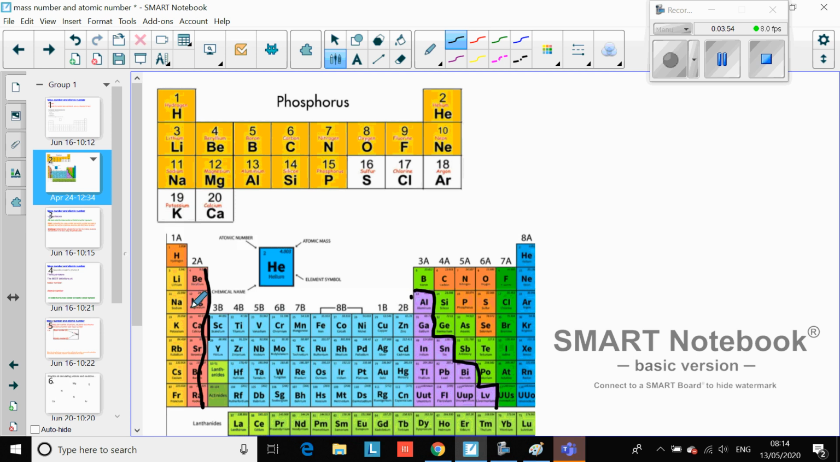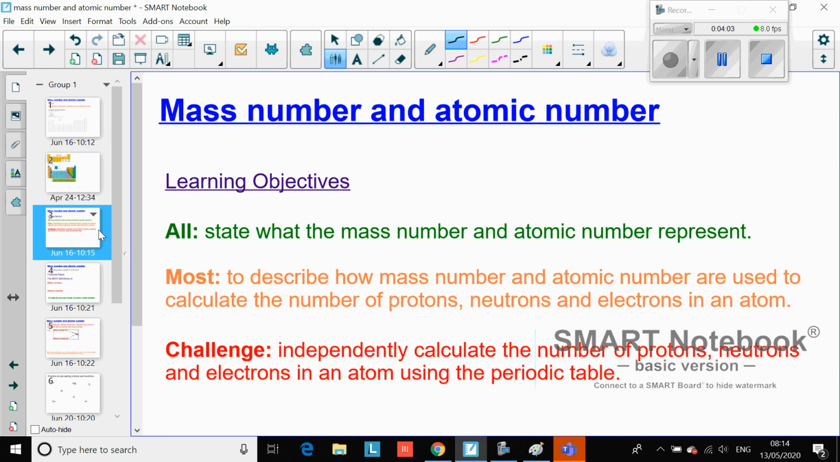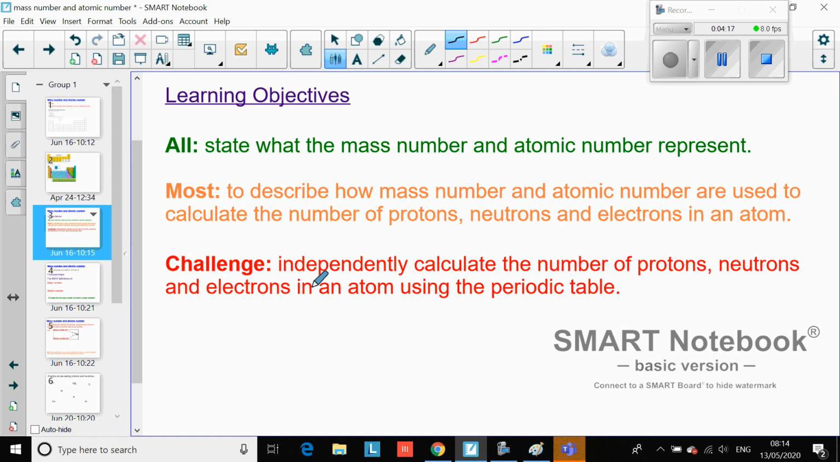Right, so you've had 15 minutes and you've drawn out your periodic table. What we're going to do today is focus on the atomic mass and the atomic number. All of you should state what the mass and atomic number represent. Most of you will be able to describe how mass and atomic number are used to calculate the number of protons, neutrons, and electrons in an atom. And a few of you will be able to do this independently and calculate them from the periodic table.